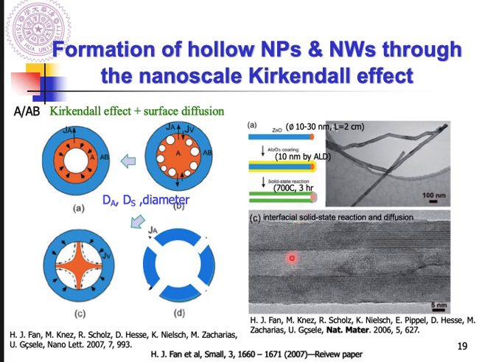Due to the flux of zinc oxide, the direction will be upward. So you will get the flux of vacancy, the direction of the flux of vacancy downward, right? So that's why they can successfully synthesize the zinc alumina nanotube by using this nanoscale Kirkendall effect.